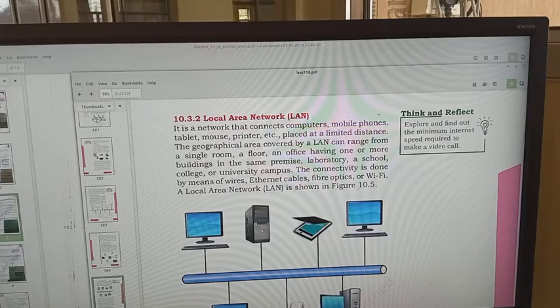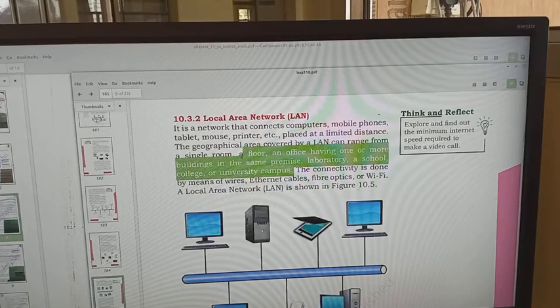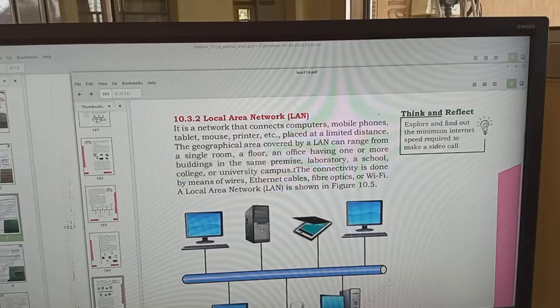The geographical area covered by a LAN can range from a single room or a floor, an office having one or more buildings in the same premises, or a laboratory, a school, college, or university campus. This is the main area where we use a local area network. The connectivity is done by means of wires, Ethernet cable, fiber optics or Wi-Fi.